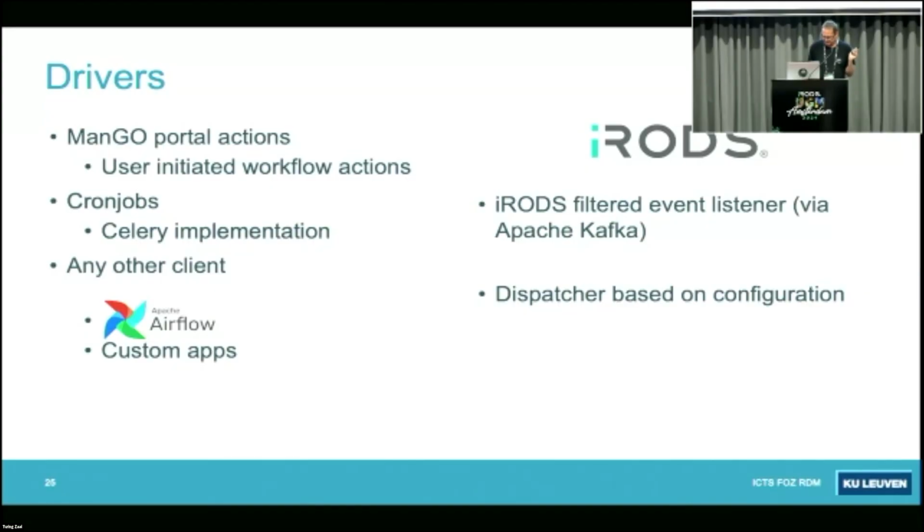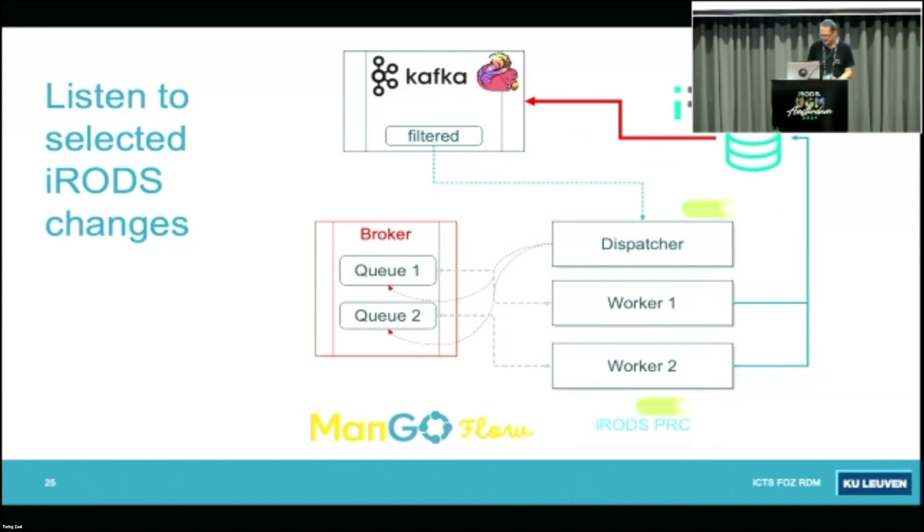But for this presentation, I would like to emphasize what we did for iRODS, where we use exactly Apache Kafka, and where we use it as a filtered event listener for anything that happens inside iRODS, inside our zones. And therefore, we also employ a dispatcher, what I can call it, which is largely based on configuration. But the overall picture is basically this.